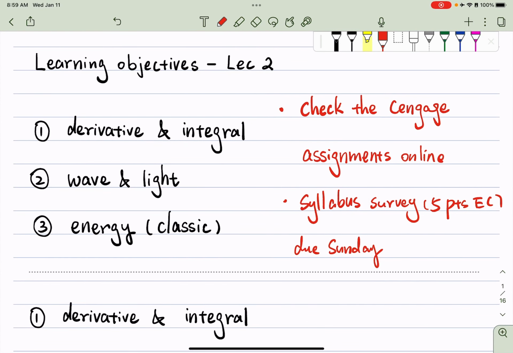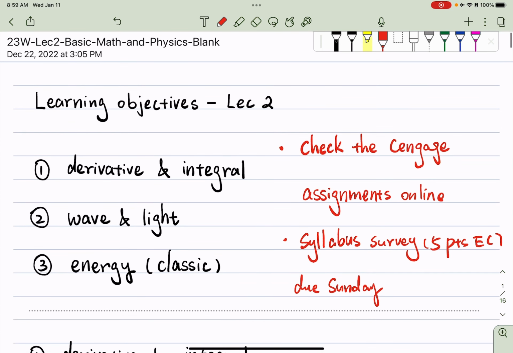So welcome back to Chemistry 20A. It's still a chemistry course. I know the title is a little bit odd, but in this lecture we're going to talk about some of the very, very basic math and physics we're going to use for this class.